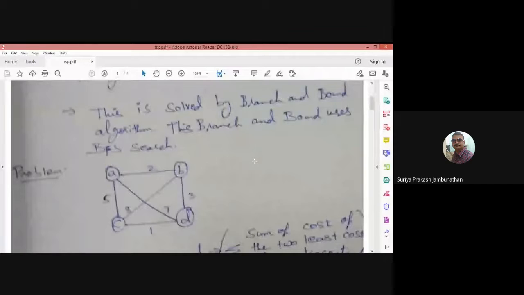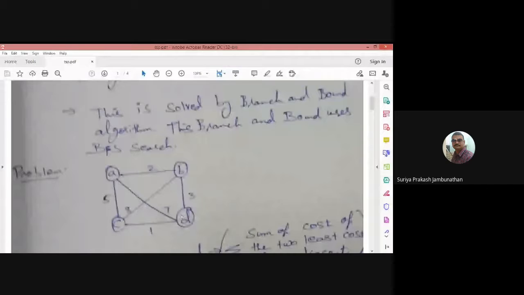Let's see the particular problem statement here. So here we are having four nodes A, B, C, D. In these four nodes, we are having some distance parameters. A to B the distance is 2, B to D the distance is 3. Then A to C the distance is 5, C to D the distance is 1. B to C the distance is 8, and A to D the distance is 7.